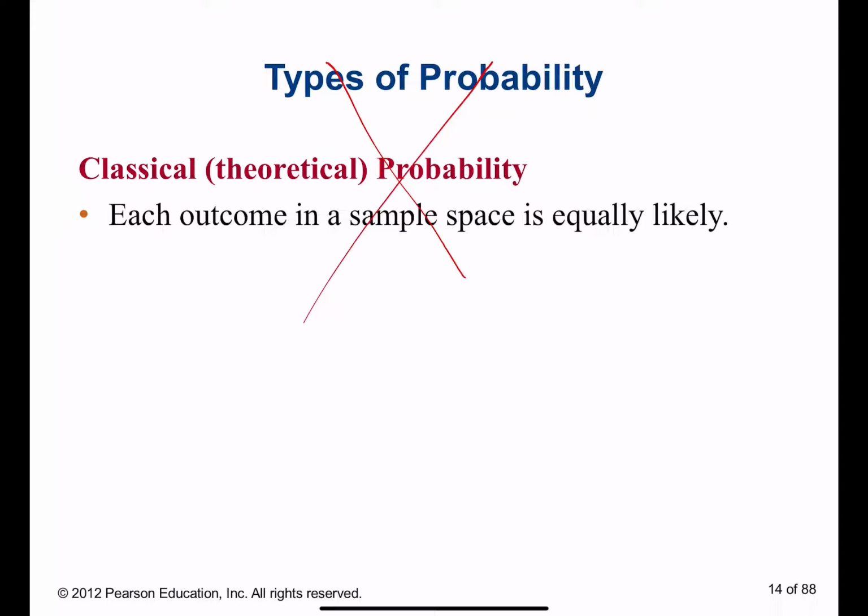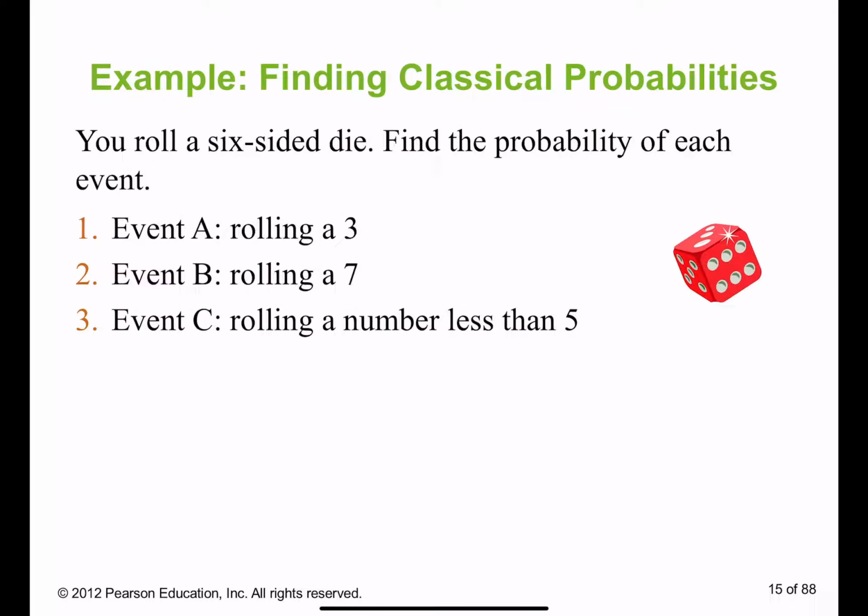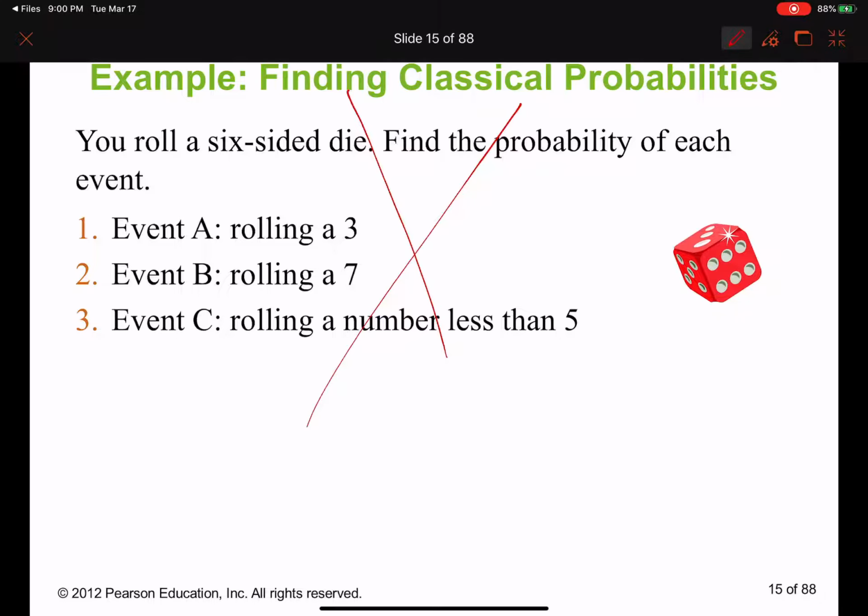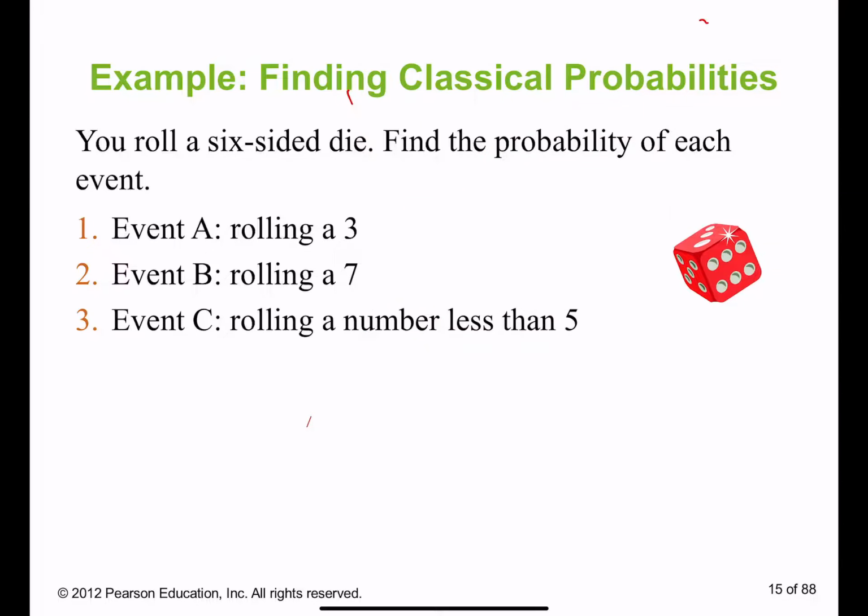Skipping classical, theoretical, this stuff, we're skipping all this. Well, I can use this as a probability example. Okay, let's do this one because it can be helpful as a probability case. So let's see. You roll a 6-sided die. Find the probability of each event. What's the probability that you will roll the die and it will land with 3?